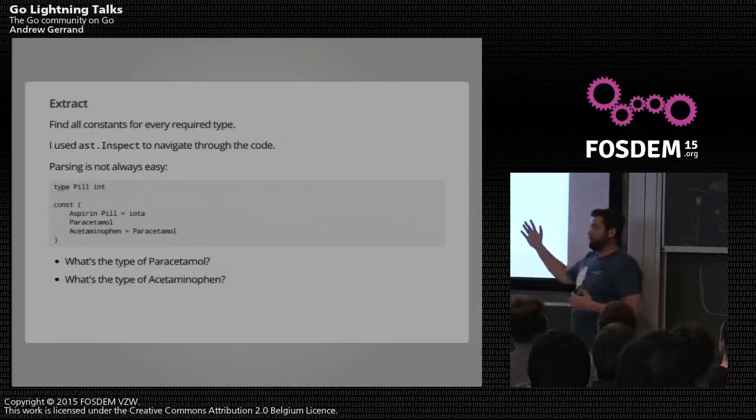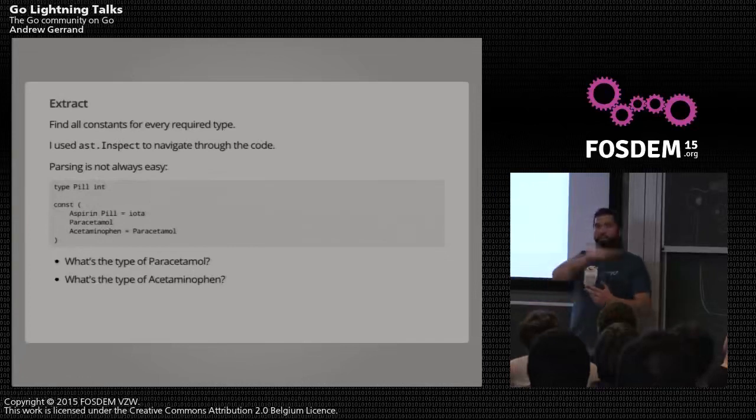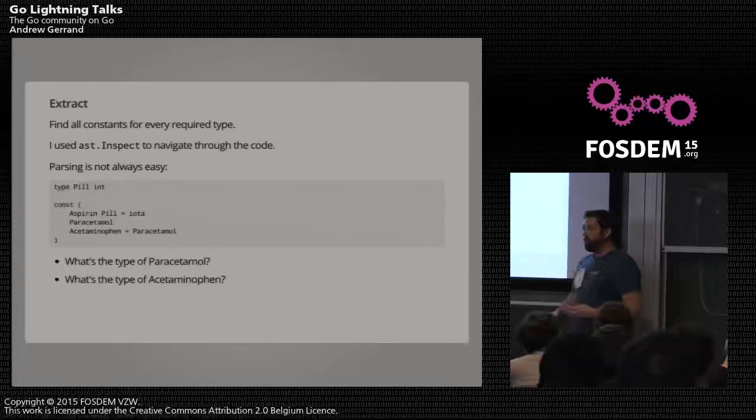Well, it's obvious, it's pill. Paracetamol, what type is this? Well, you have to remember what was the type that you were defining before, because if there's no type, there's a type from before. It's like, OK, cool. And now the last one is acetaminophen equals paracetamol. OK, what is paracetamol? Now you have to end up remembering what's the type of this given identifier. So that's when Go types actually helps.